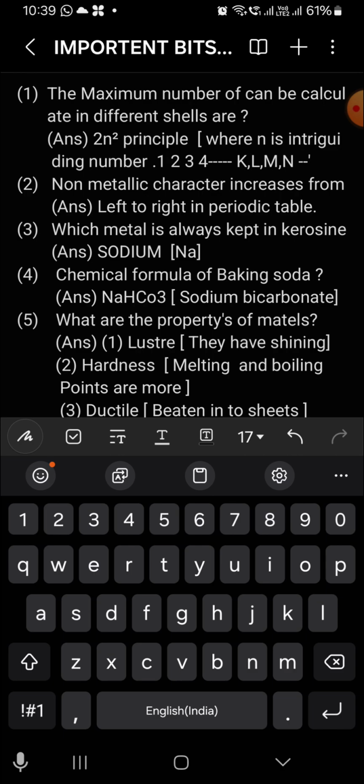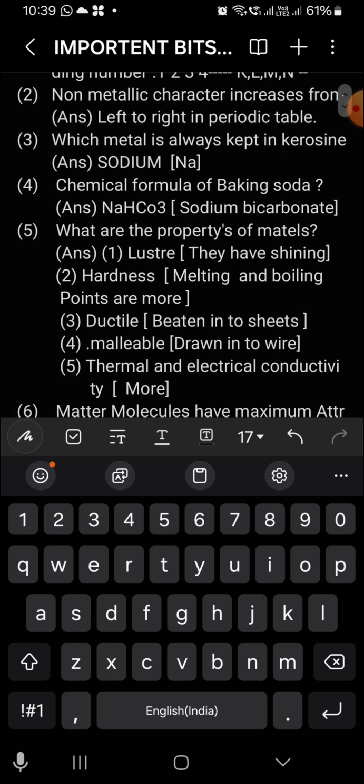Otherwise they are the integer numbers 1, 2, 3, 4. If you want to find out how many electrons are present in the different orbits, the principle is the 2n square principle. That is the most important bit for examination purposes. Non-metallic character increases from left to right in the periodic table. In the periodic table, the electropositive metals are on the left side, and the highly electronegative elements, the non-metals, are on the right side.